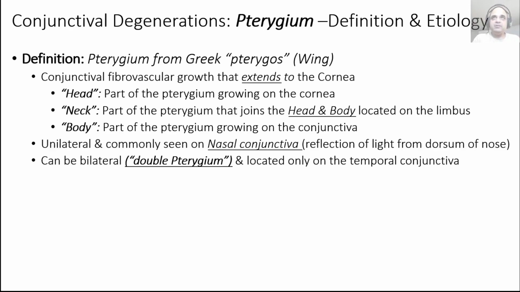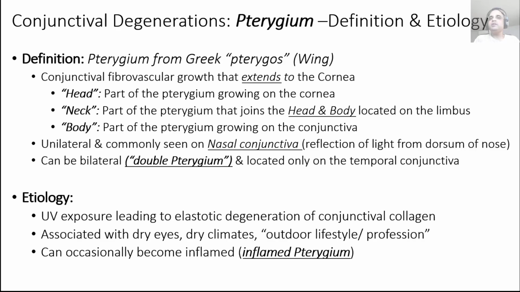It can be bilateral, which is then called a double pterygium, and it can also be located only on the temporal conjunctiva. The etiology is again very similar to that of a pingicula, which is UV exposure leading to elastotic degeneration of conjunctival collagen. It is again associated with dry eyes, dry climates, and outdoor lifestyle and professions, and it can also become inflamed, which is then called an inflamed pterygium.